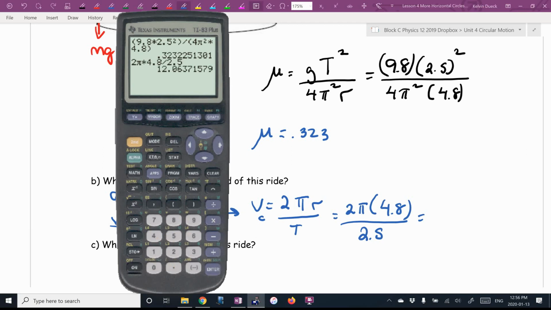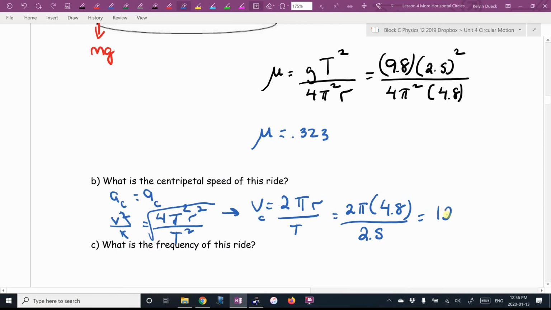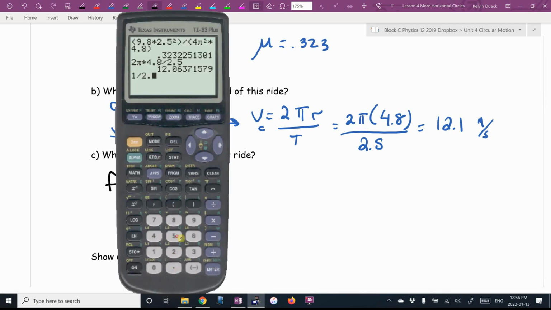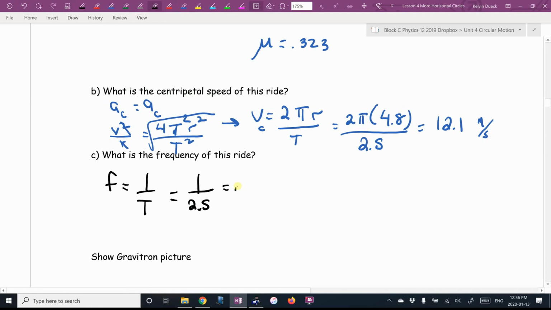And I get a centripetal speed of 12.1 meters per second, I think, which is 2 pi r over the period. Ooh, what's the frequency of this ride? Ethan, how do I find frequency? Oh, and they told me the period. They said the period was 2.5 seconds. This might even work out evenly. 1 divided by 2.5. Yep, this has a frequency of 0.4 hertz. I'll go 0.40 hertz.